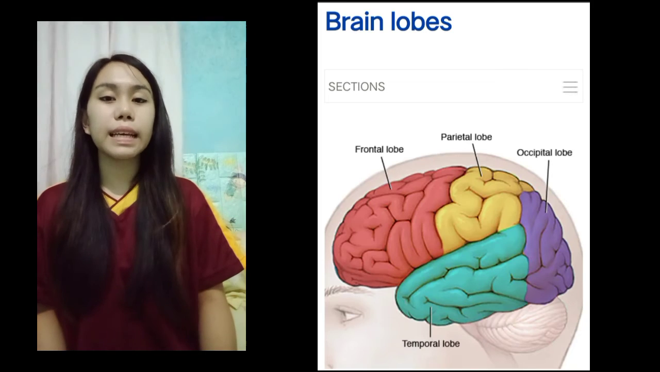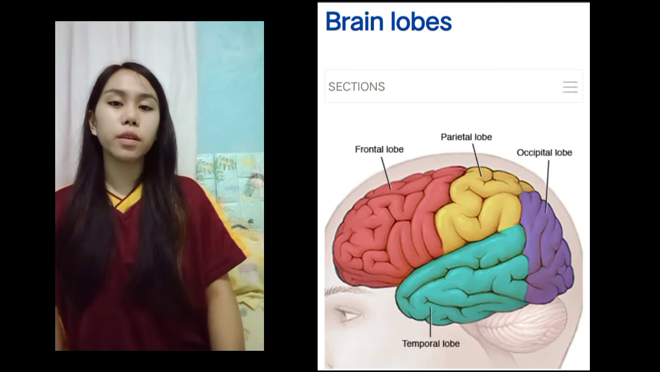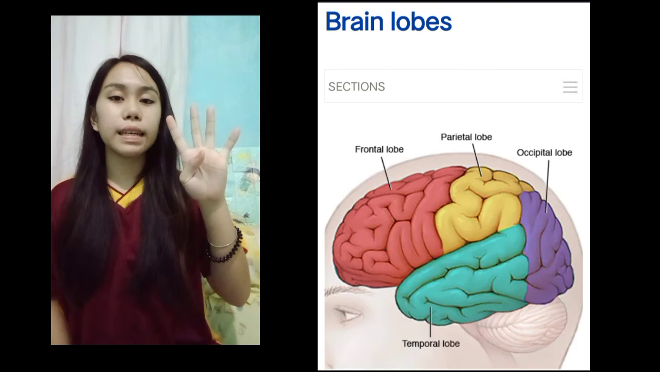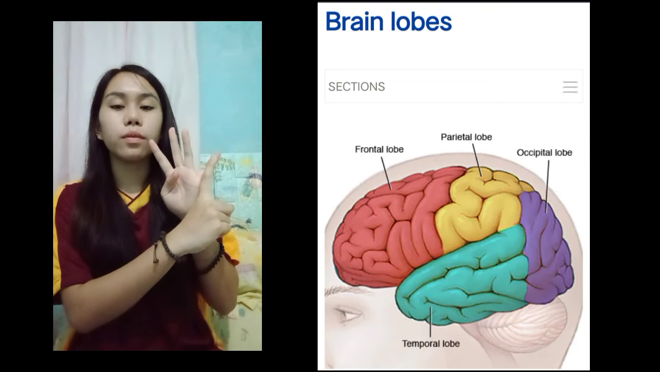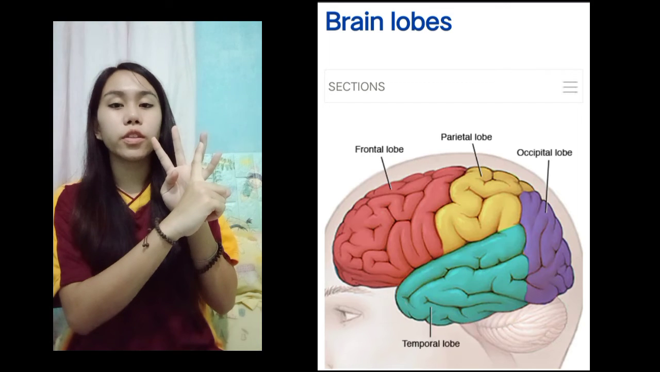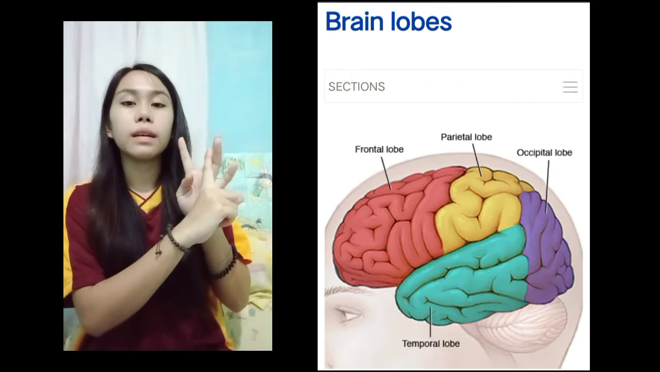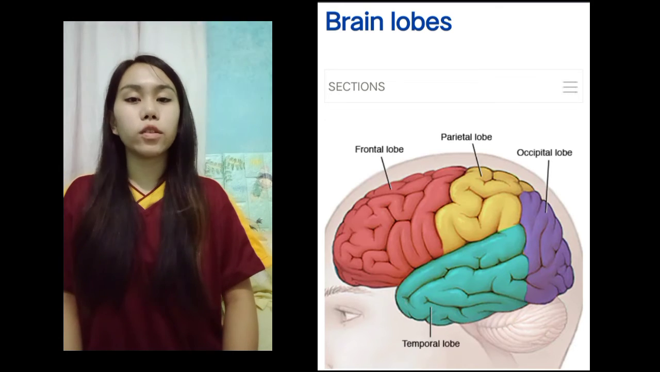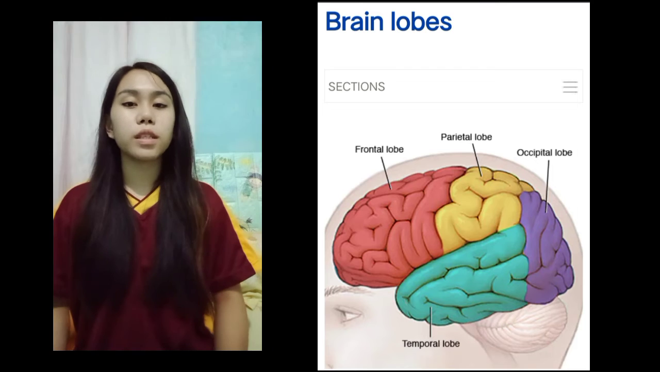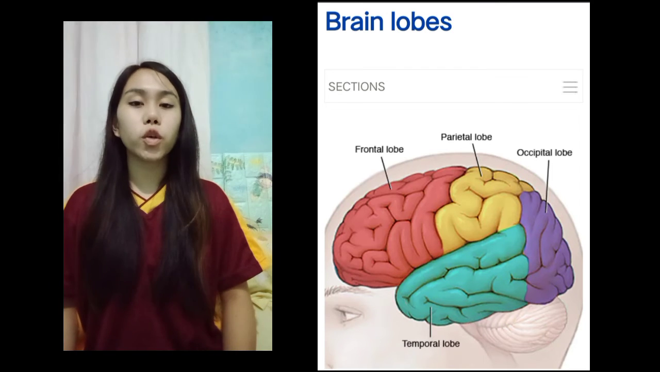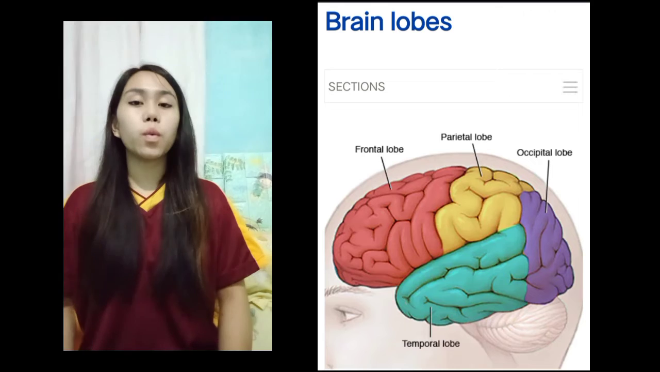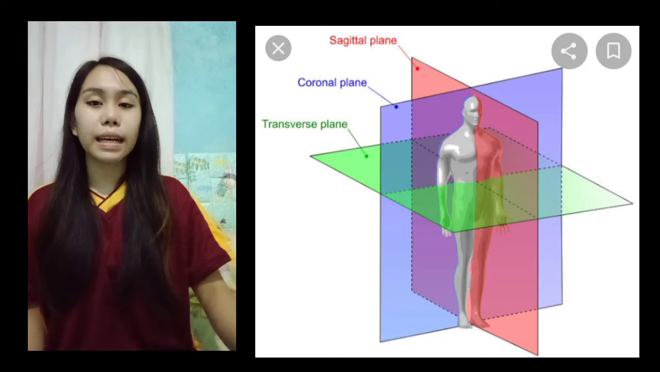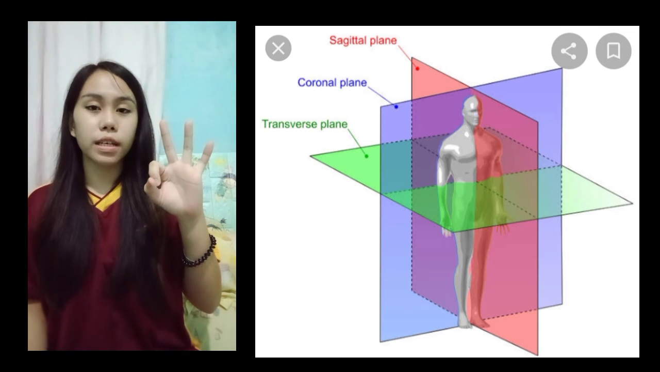Next is frontal and occipital. I'm showing you the brain lobes. Each side of your brain contains 4 lobes. First is frontal lobe, second is parietal lobe, third is occipital lobe, the fourth one is temporal lobe, and I will only discuss the frontal and the occipital lobe. The frontal lobe is important for cognitive functions and control of voluntary movement or activity, while the occipital lobe is primarily responsible for vision.